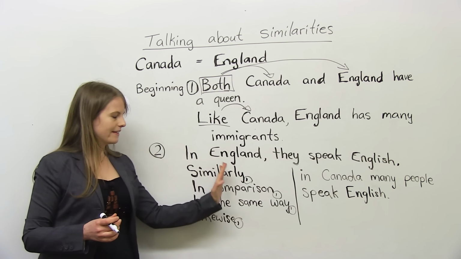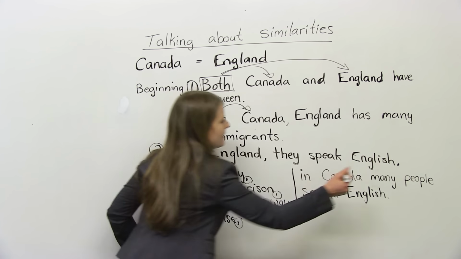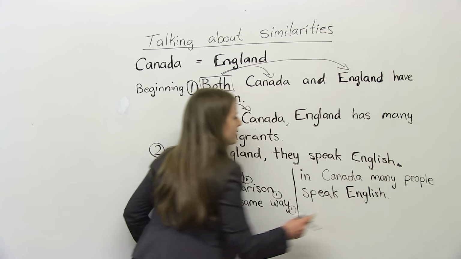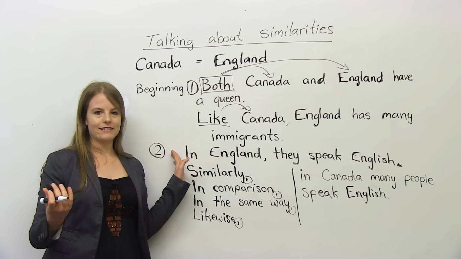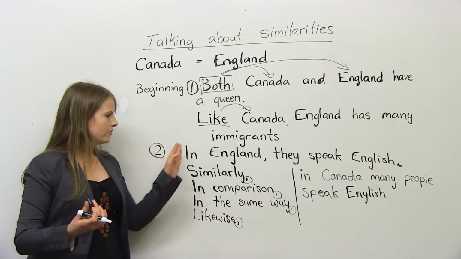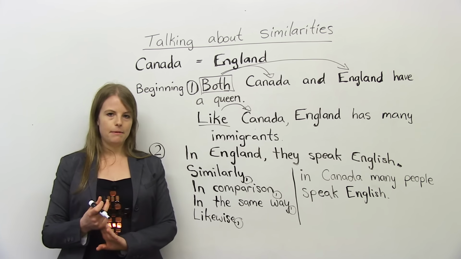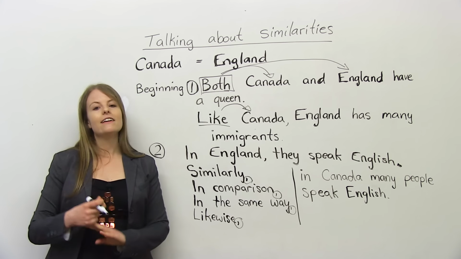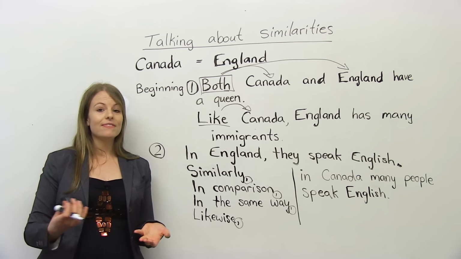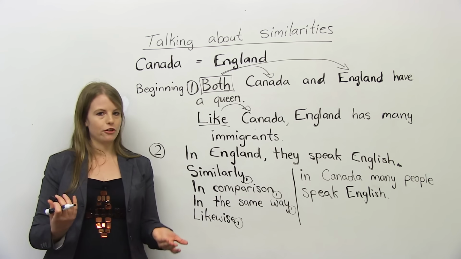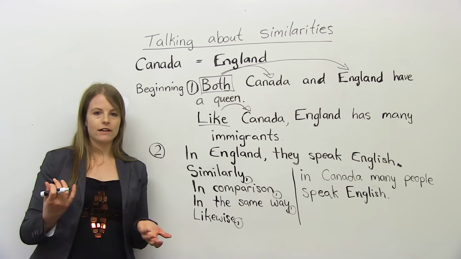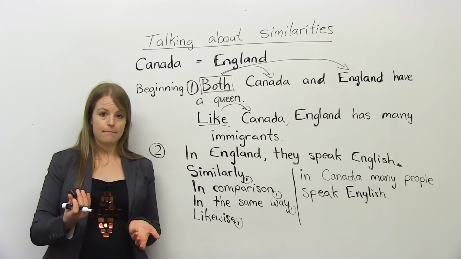These go at the beginning of the sentence. Okay, in case you can't tell, this is a period. So we have our first sentence: In England, they speak English, period. Similarly, comma, in Canada, many people speak English. Okay, so you can use these in your writing. They would really, really help on your TOEFL, IELTS, or university essays to help you get a better mark.